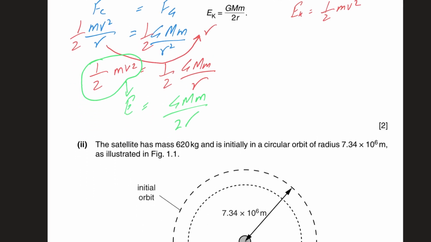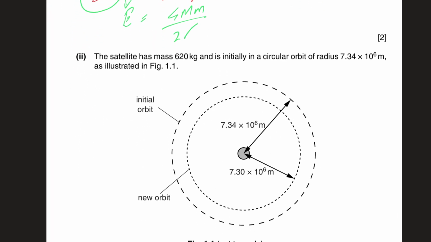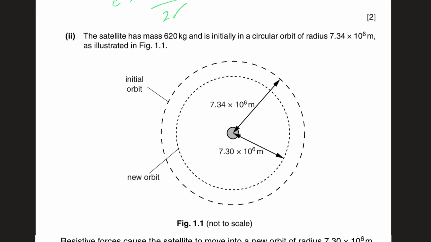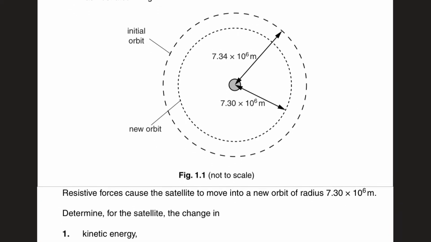B part 2 says the satellite has mass 620 kg and is initially in a circular orbit of radius 7.34 into 10 to the power 6 meters. Resistive forces cause the satellite to move into a new orbit of radius 7.3 into 10 to the power 6 meters. Determine for the satellite the change in kinetic energy. That is the first part to part 2.